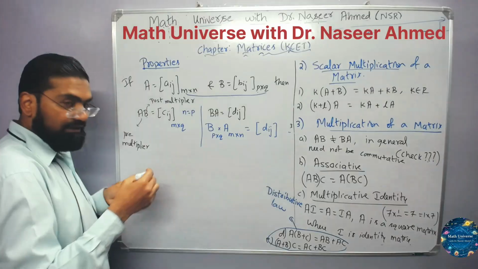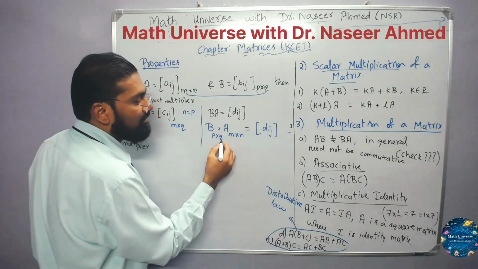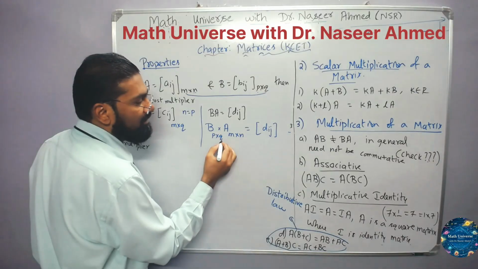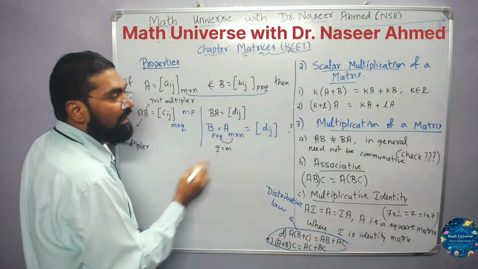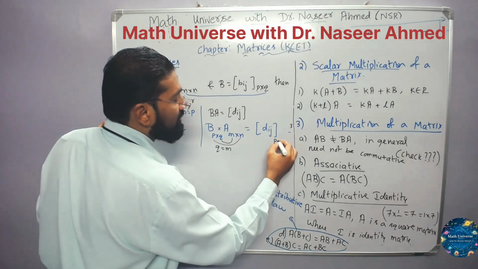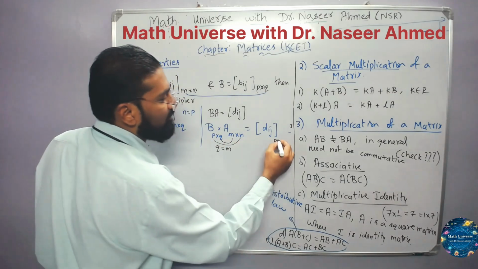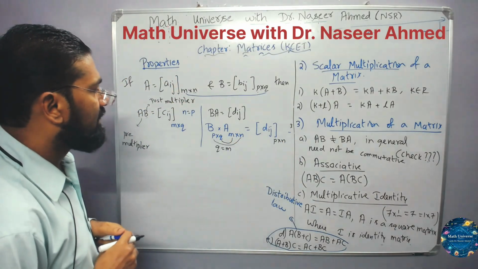Now for this multiplication to be defined, since here B is the first matrix and A is the second matrix, the number of columns of the first matrix B should be equal to the number of rows of the second matrix A. Nothing but Q should be equal to M. And after you multiply, the order should be P cross N. Okay, this should be the order.